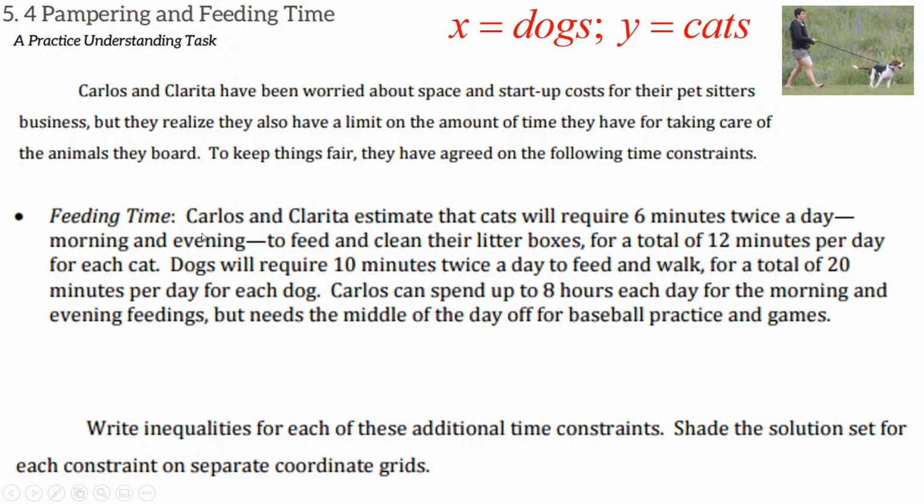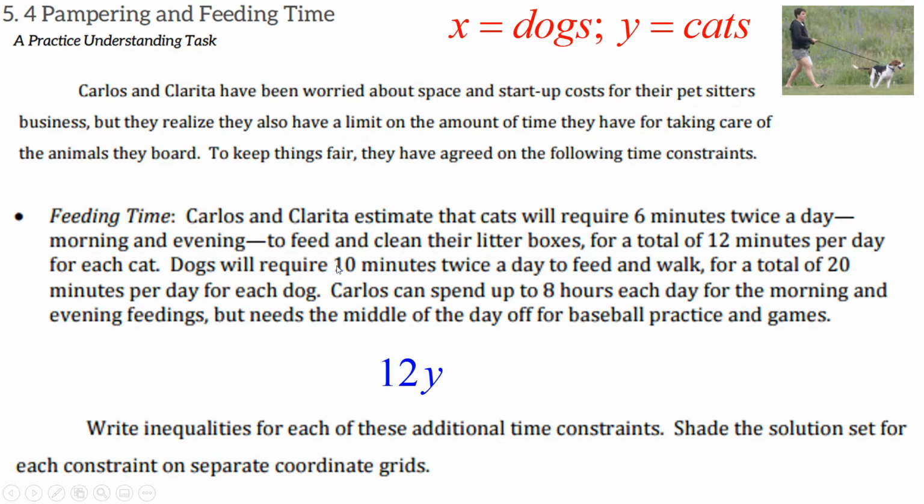Carlos and Clarita estimate that cats will require 6 minutes twice a day, morning and evening, to feed and clean their litter boxes, for a total of 12 minutes per day for each cat. And if we're using Y for the number of cats again, that would give us a 12Y. 12 minutes per cat. All right.